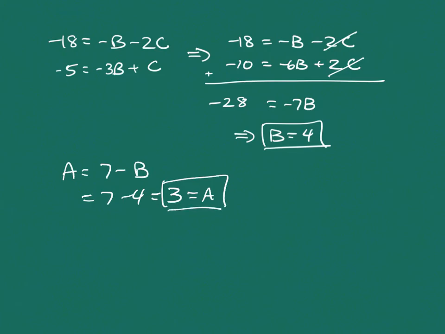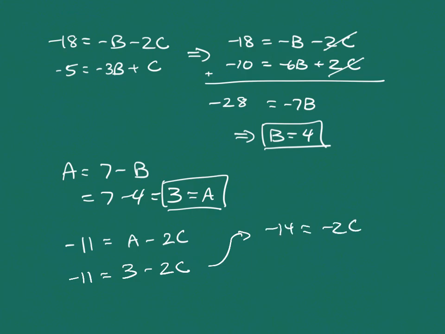To find c, I just come back to one of my equations where negative 11 is equal to a minus 2c. So now I know what a is. A is going to be 3, so I get negative 11 is going to be 3 minus 2c. So when I subtract 3, I get a minus 14 is equal to negative 2c, and so c is going to be 7 at that point.